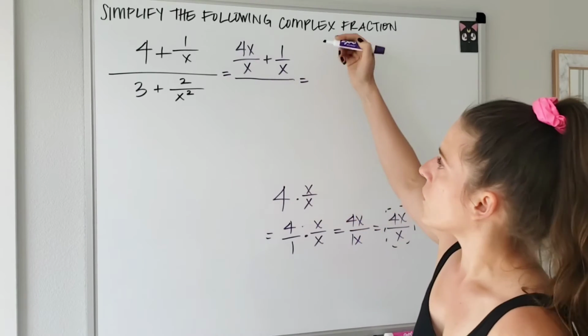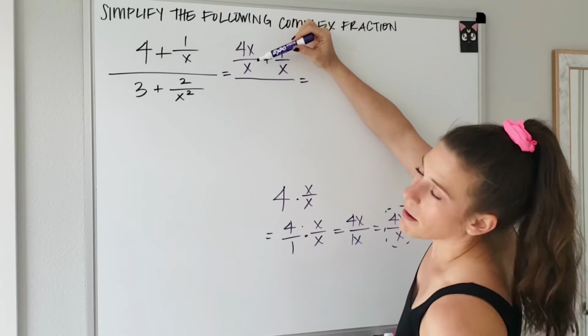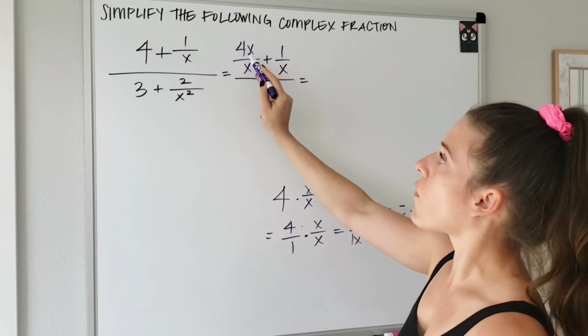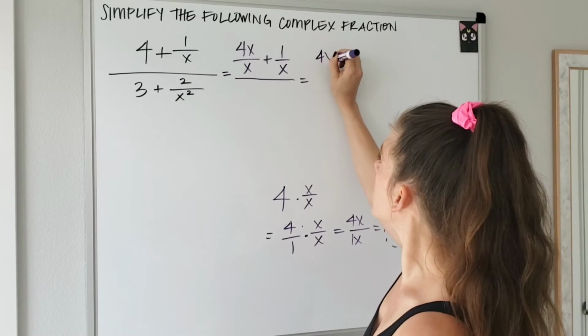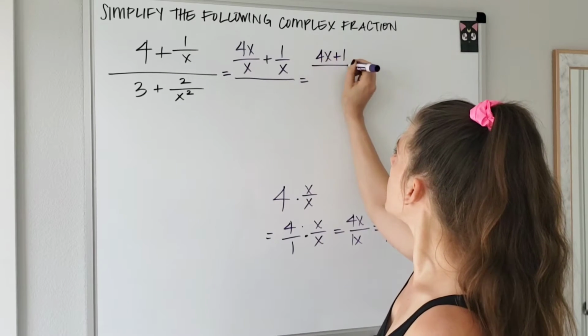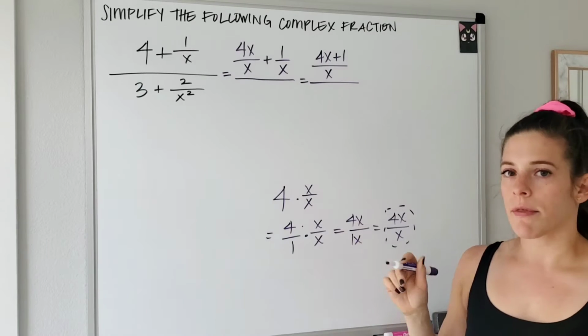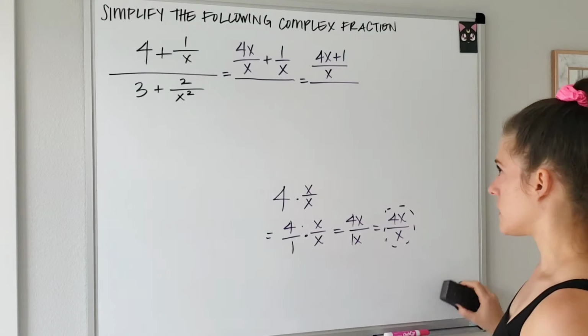Remember, when we have these least common denominators here, we can add their numerators. So 4x plus 1 all over the least common denominator of x. All right, let's do the same thing but for the denominator.